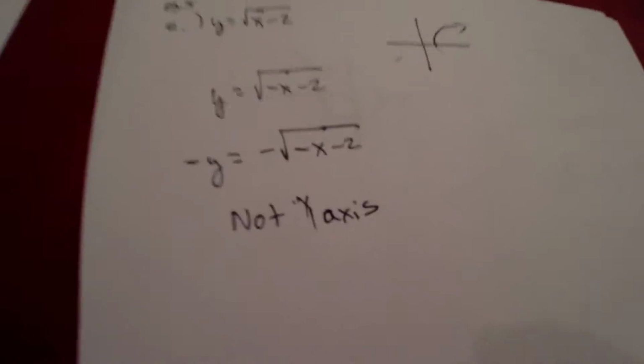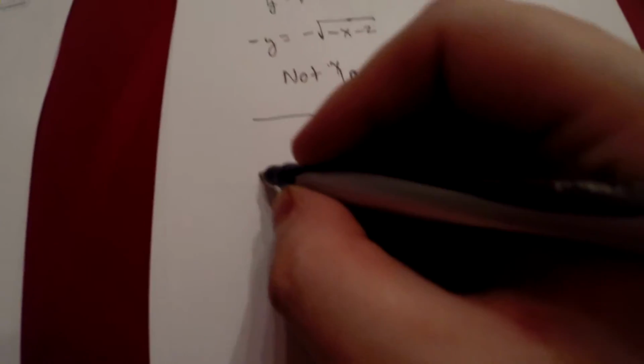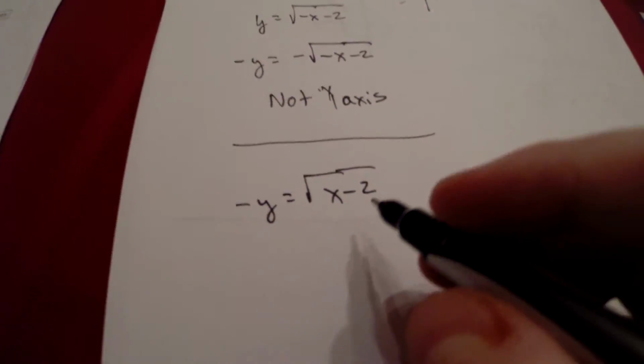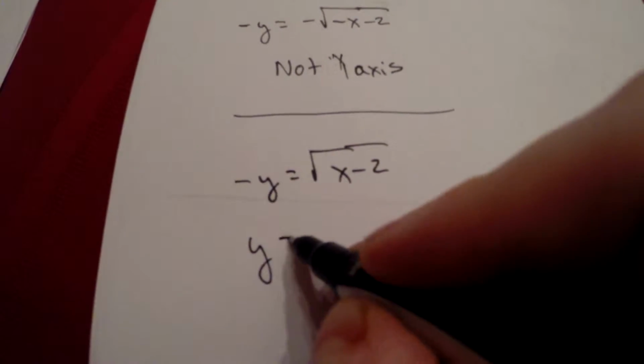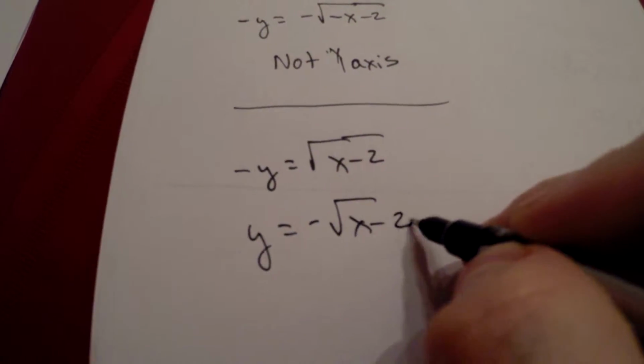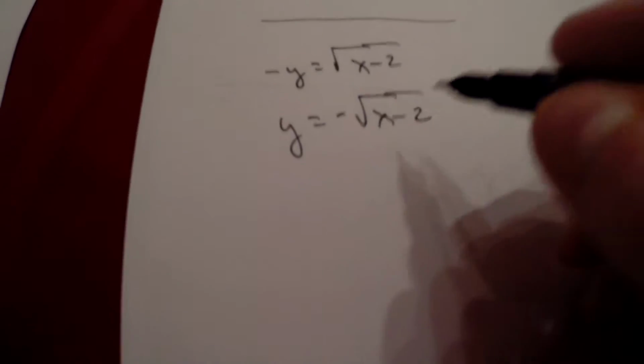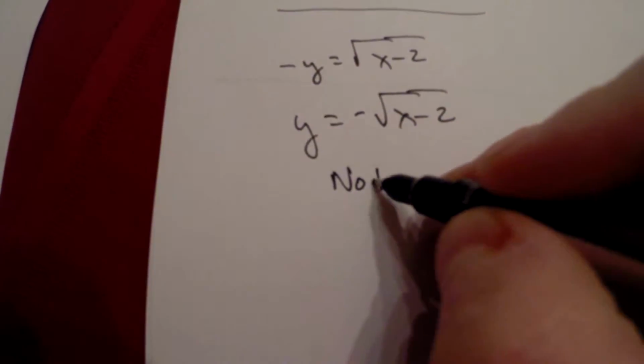So next we go test for the x-axis. So I can go ahead and make y negative. And I think it's pretty clear that if you multiply through by negative 1, you're going to get a negative square root of x minus 2, which does not match the original equation. So, not going to work. Not x-axis.